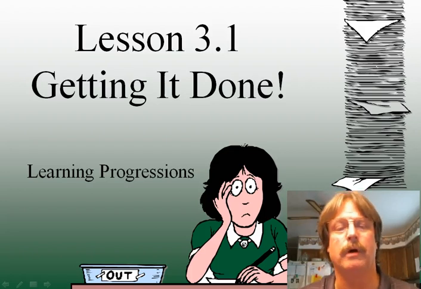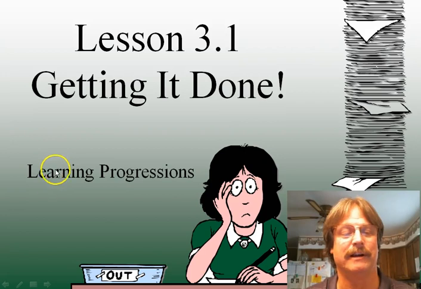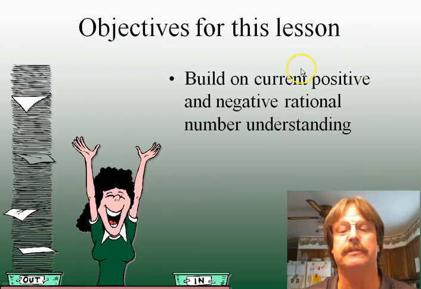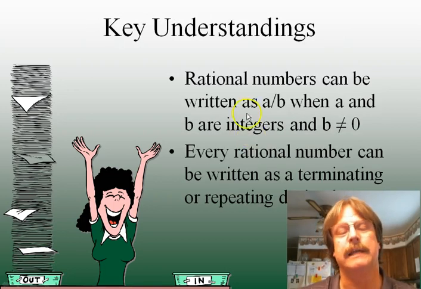In lesson 3.1, we're going to work on getting things done, just starting off a little bit different here, and our little learning progressions that we're going to go through. So the objectives here are to build on our current positive and negative rational number understanding, which you've already learned in modules 1 and 2. The key understandings for you to remember, this is new.